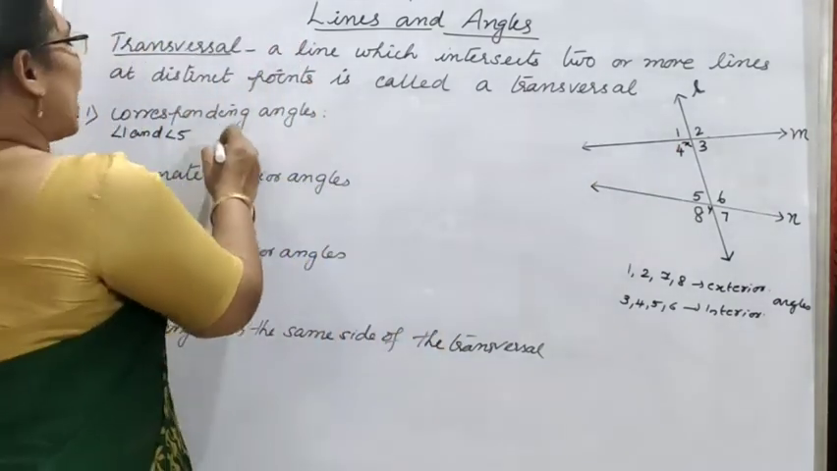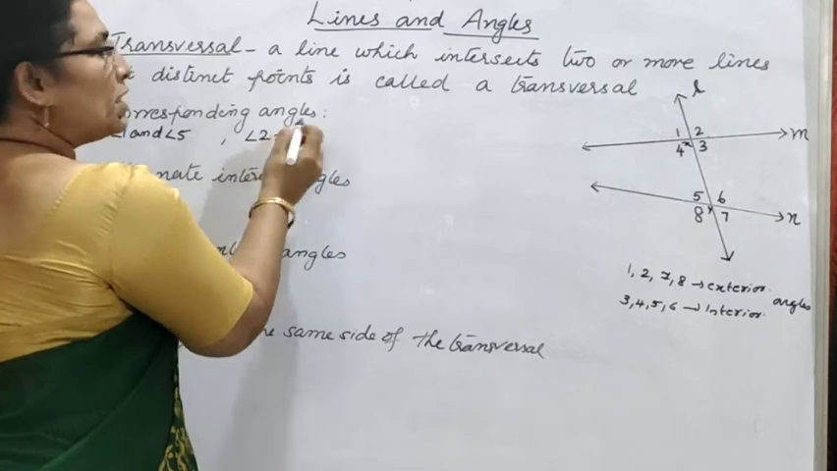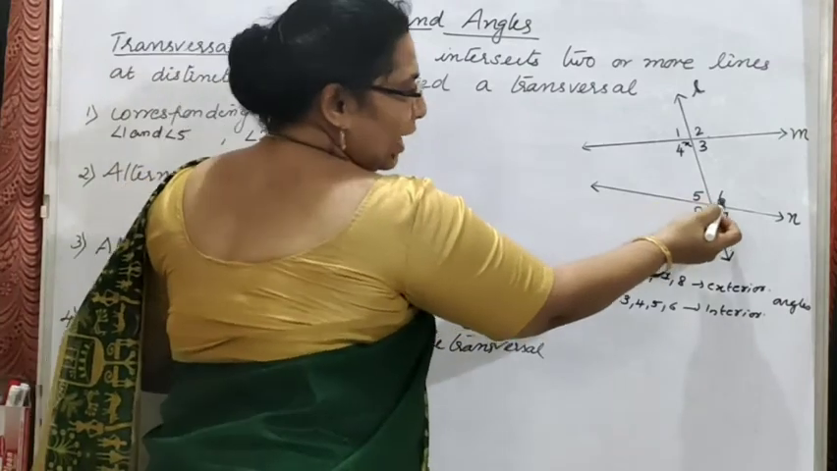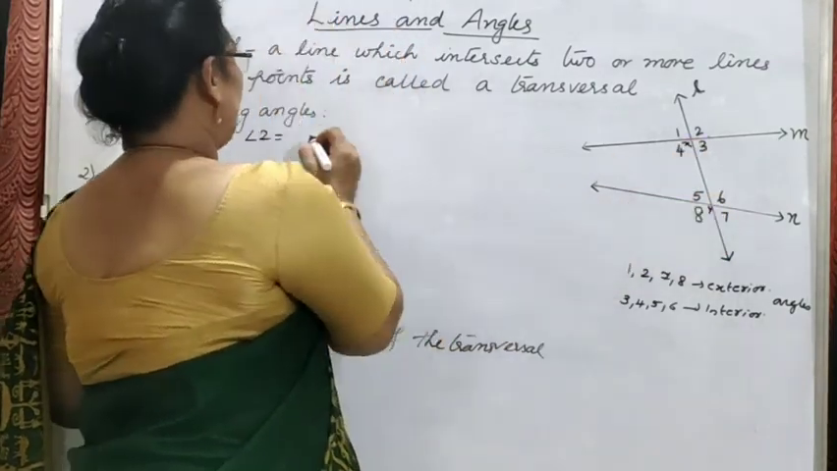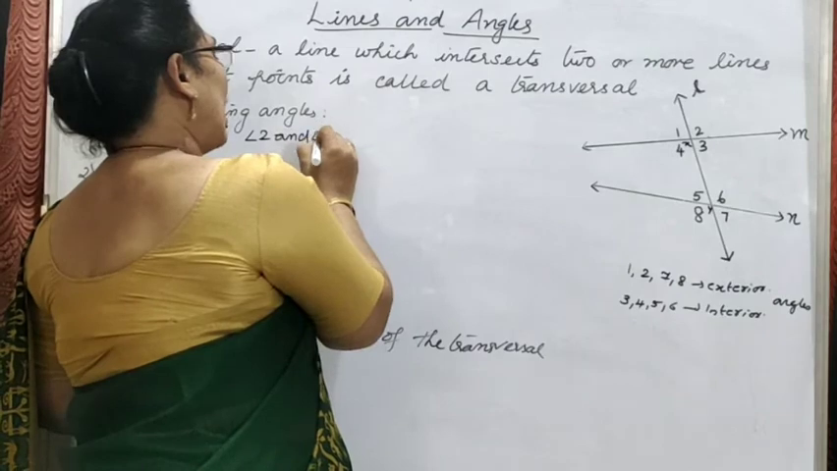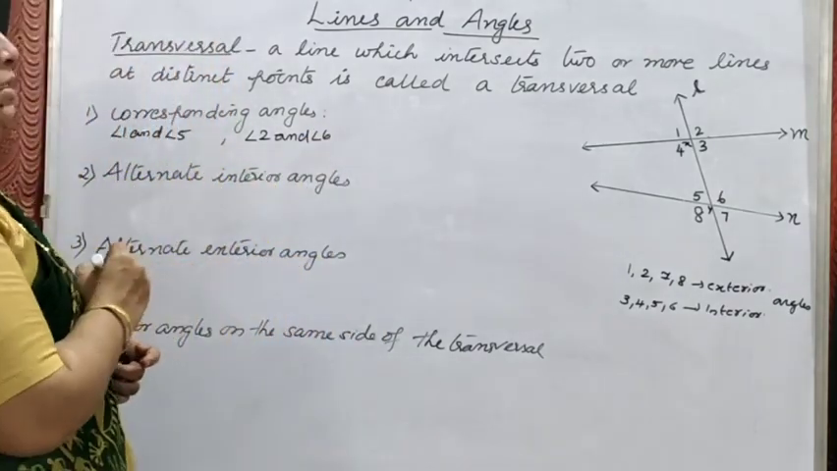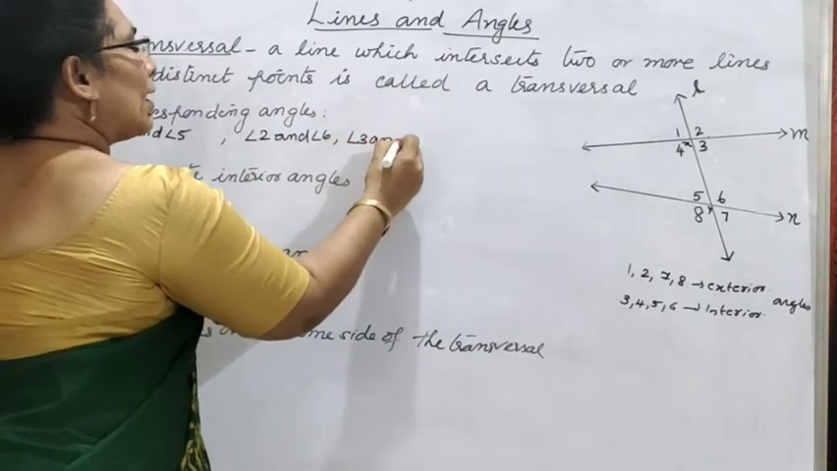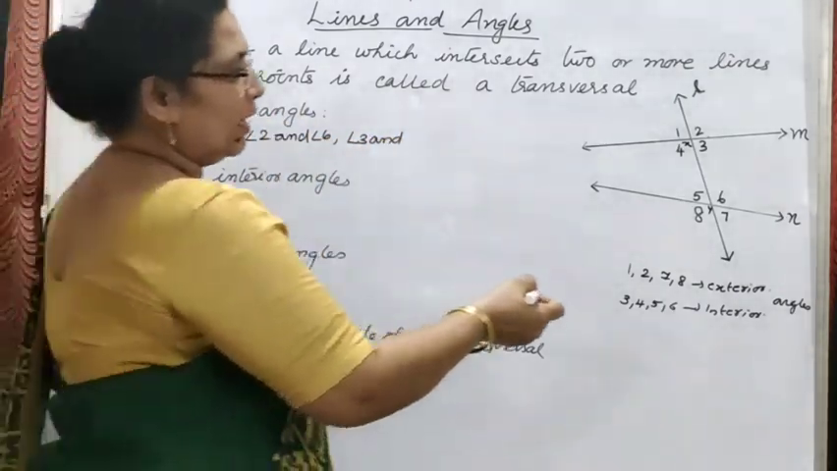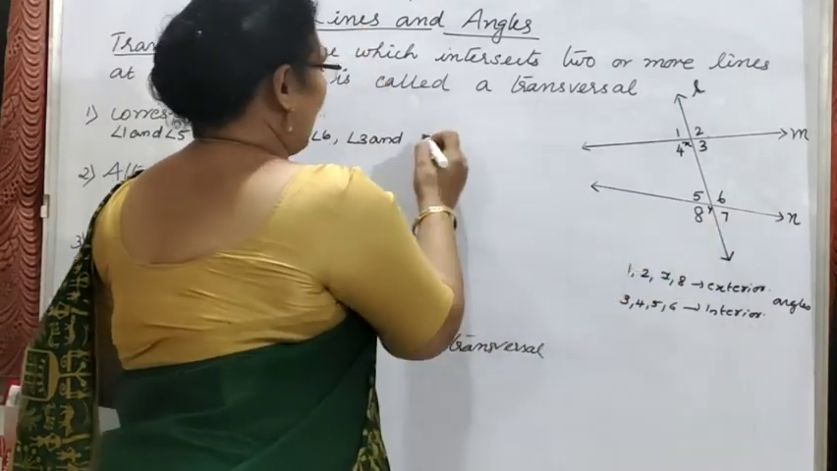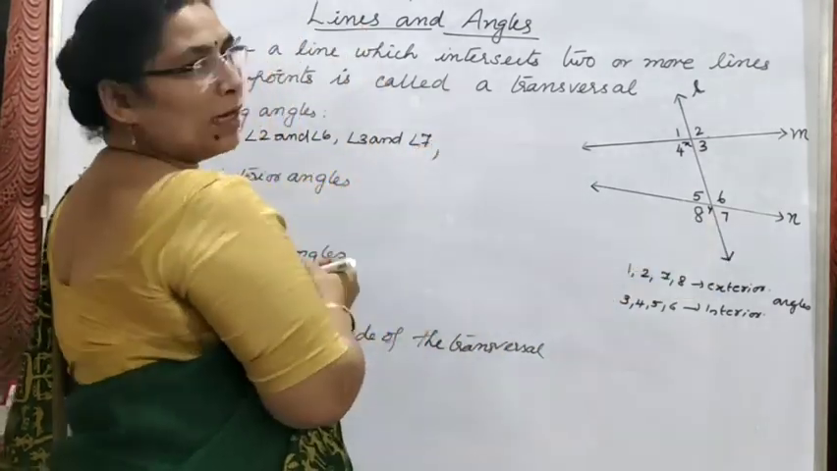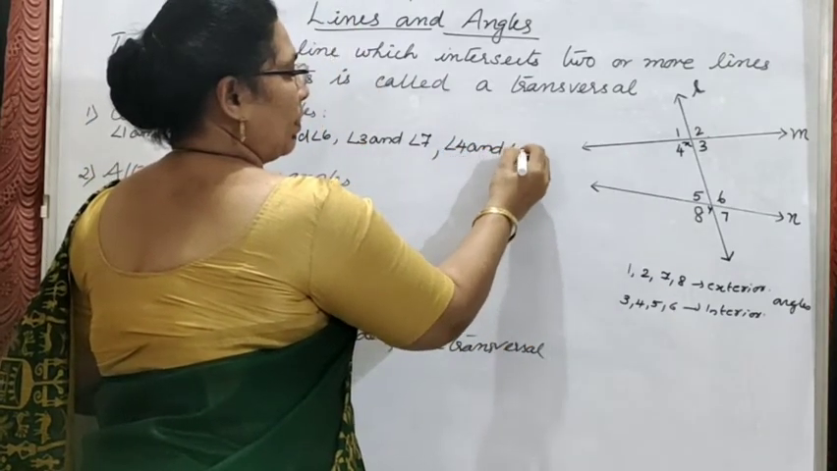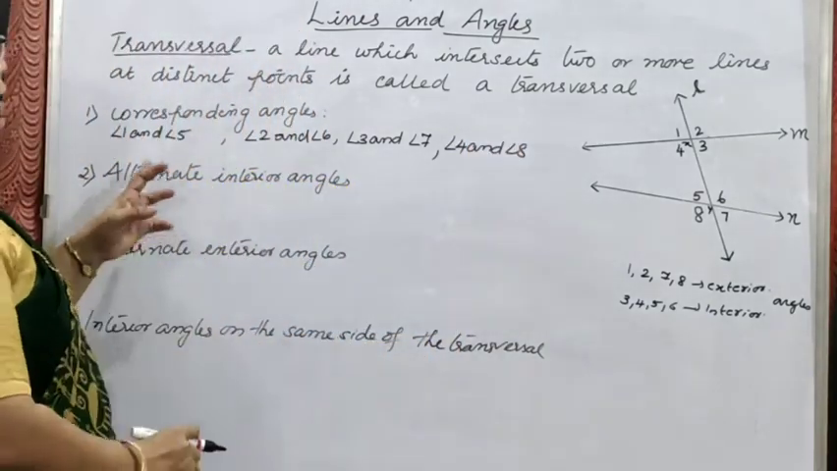Now I'll consider angle 2. Angle 2 is above the first line and on the right side of the transversal. Similarly, angle 6 is with the second line and on the right side of the transversal. So angle 2 and angle 6 are the second pair. Similarly, angle 3 is below the first line and on the right side. Below the second line it is angle 7. Similarly, 4 and 8, the last pair. So we got 4 pairs of corresponding angles.